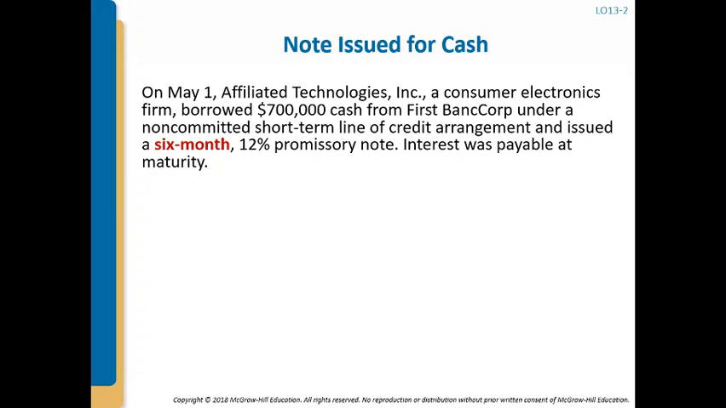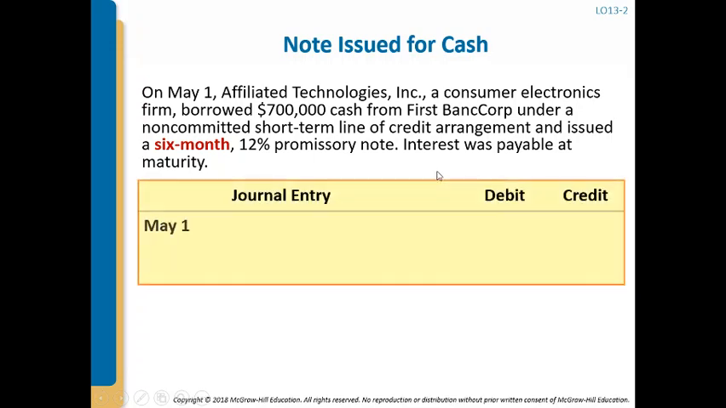So they're going to pay a half year's worth of interest on this loan. Since it's 12% annualized, what you're really paying is just 6% for 6 months. So you're going to pay $42,000 of interest. So you're going to debit cash initially and credit notes payable.